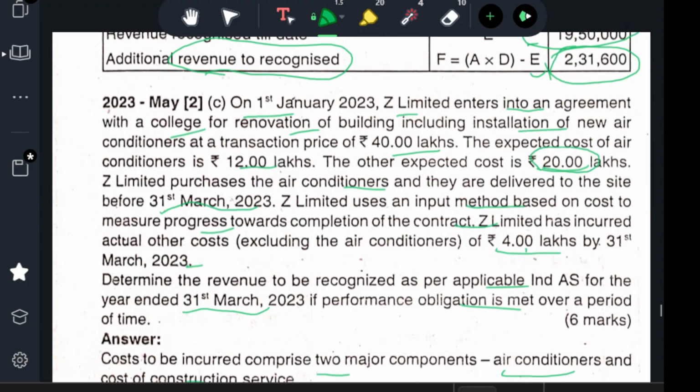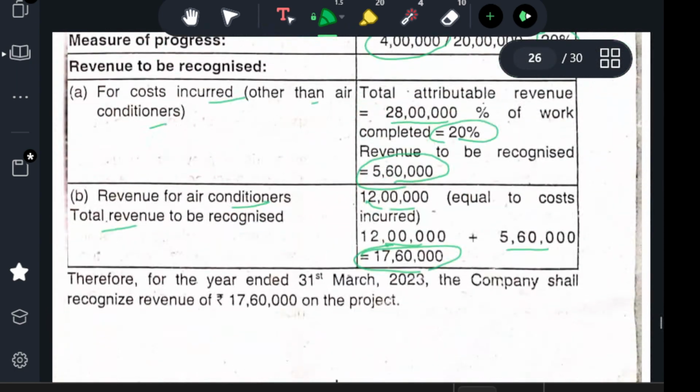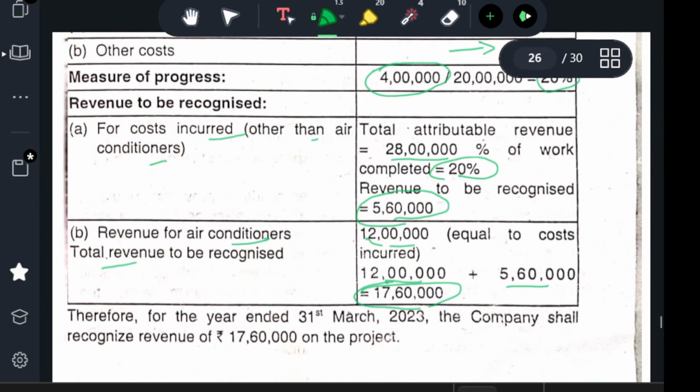As you see now, the other expected cost is 20 lakhs. Out of that, 4 lakhs is incurred. So that is 20% incurred. So 20 percent of the total project, which is 28 lakhs.